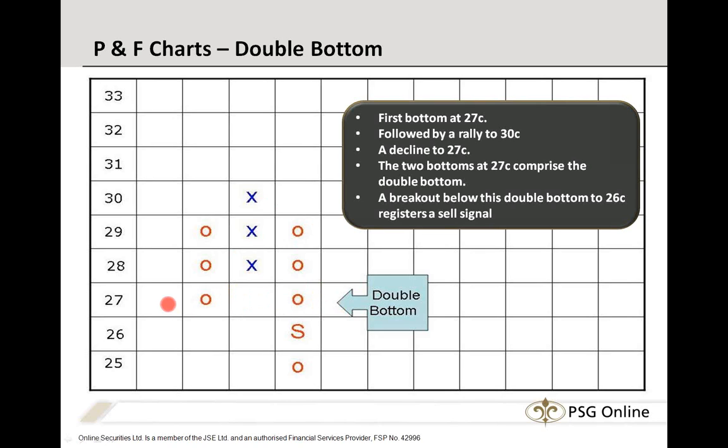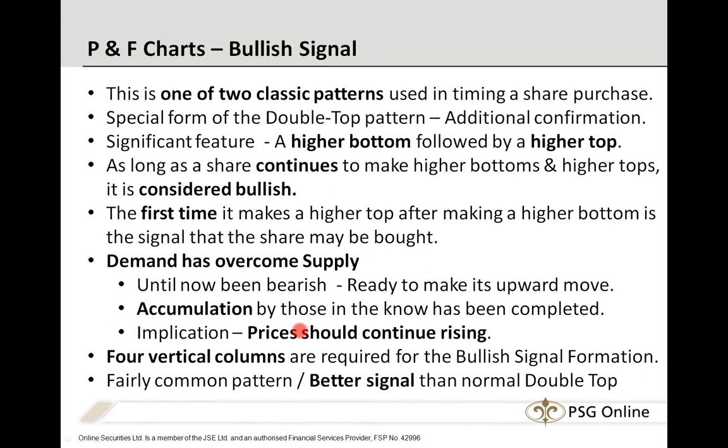The minute we break out below the support, imagine drawing a horizontal trend line here, that will be a break below support. And I substituted that little zero for an S representing a sell signal. So this is a basic chart pattern in point and figure charts. And from here we just build on. The next step from there, we just have more columns. The more columns we have, the more reliable the signal becomes.